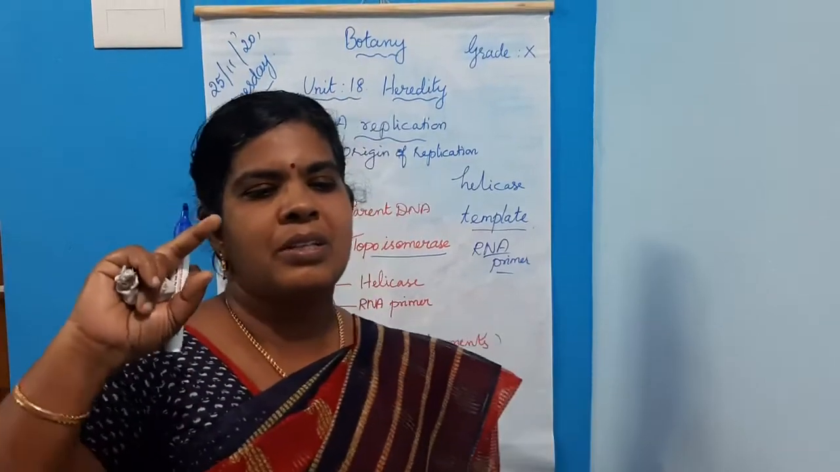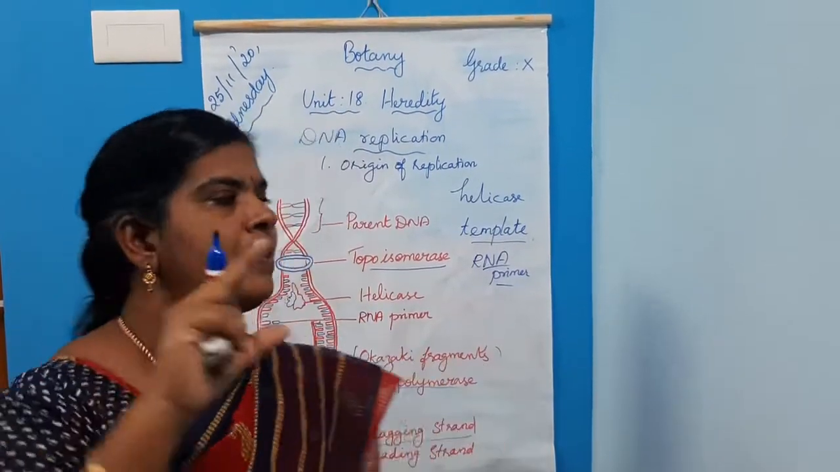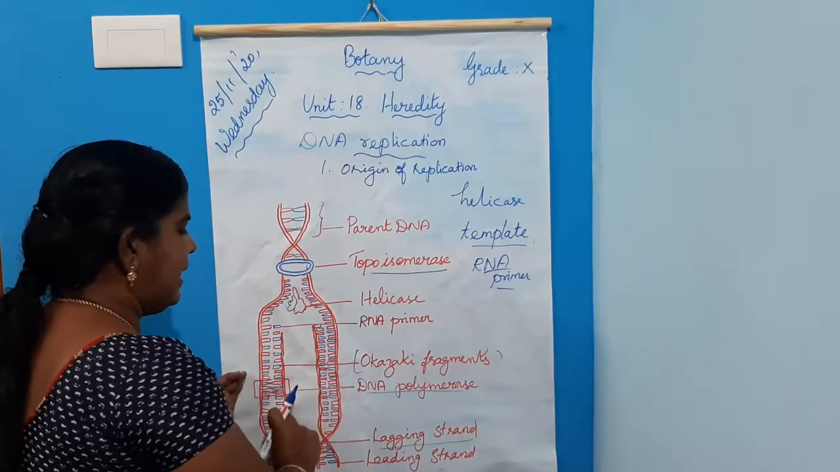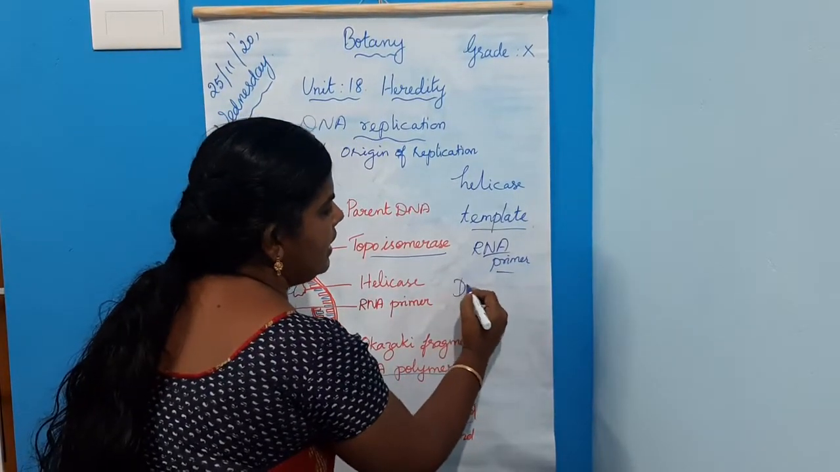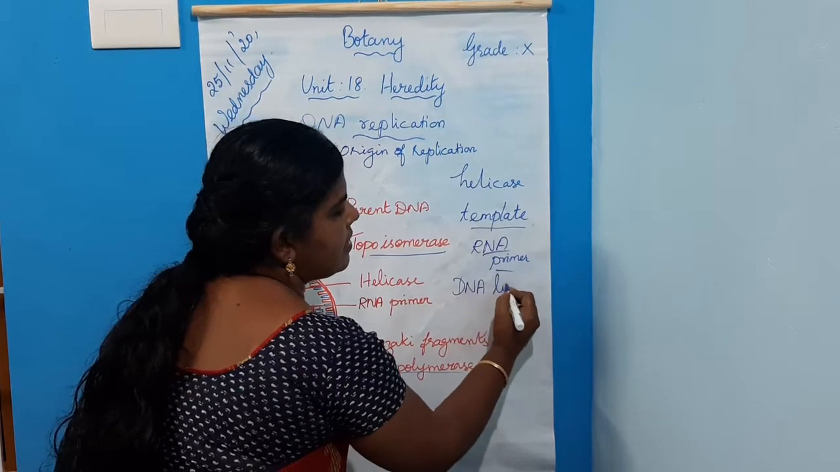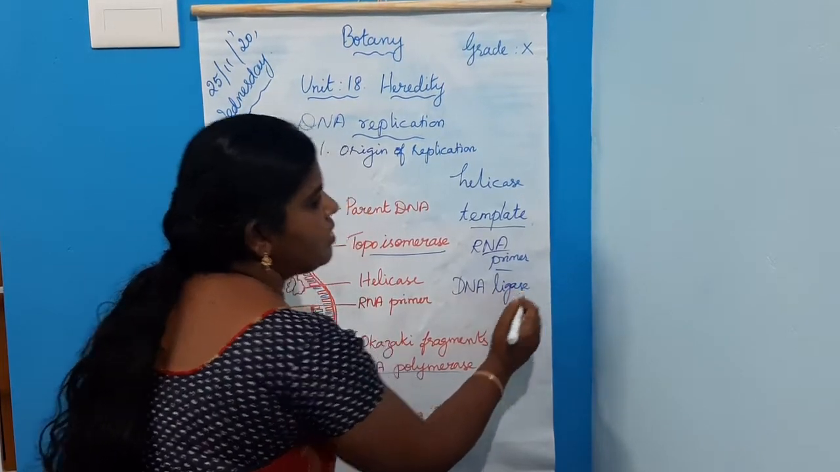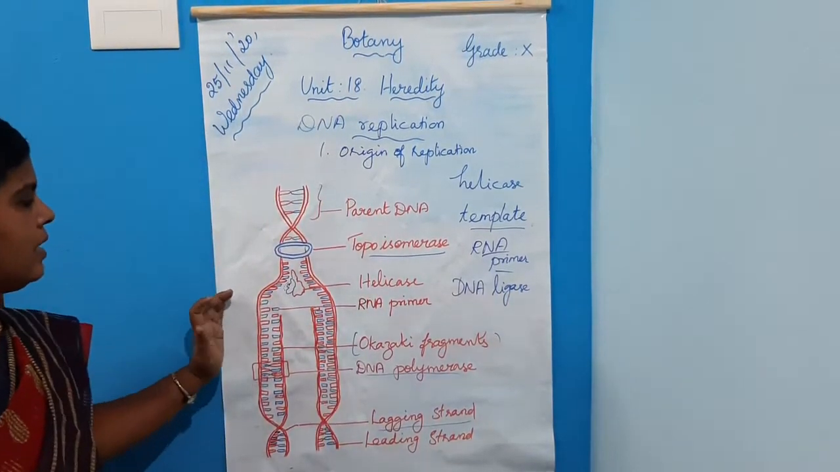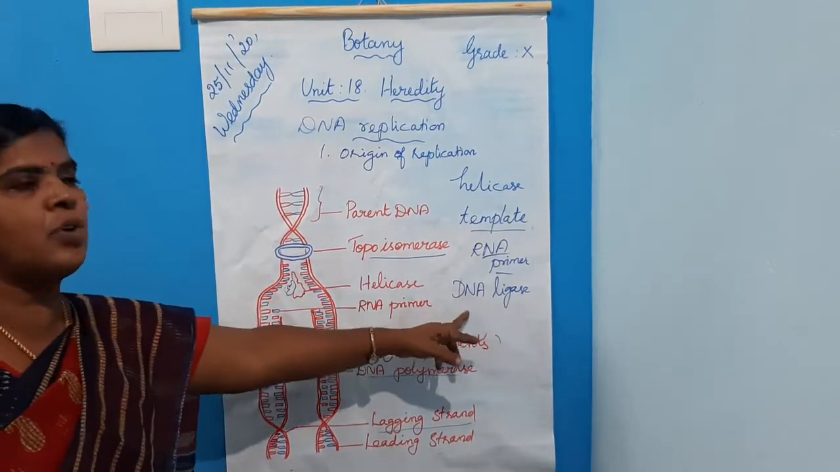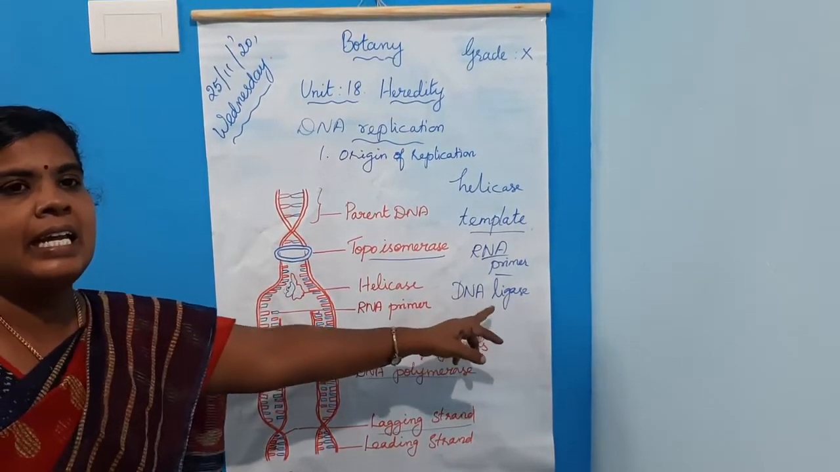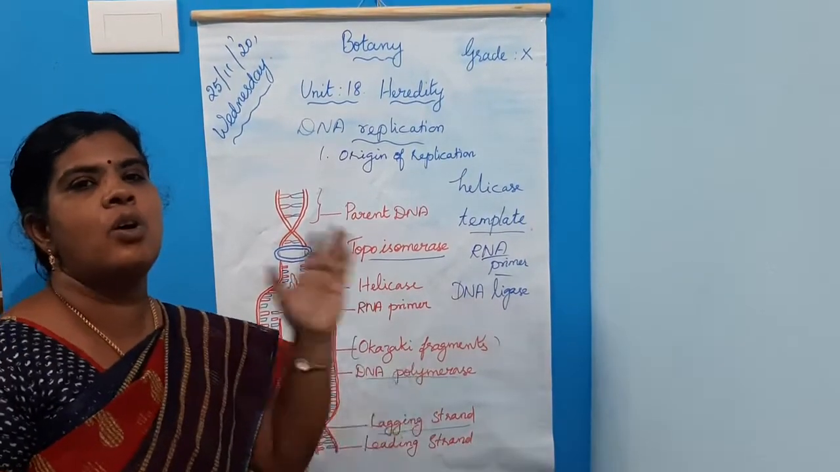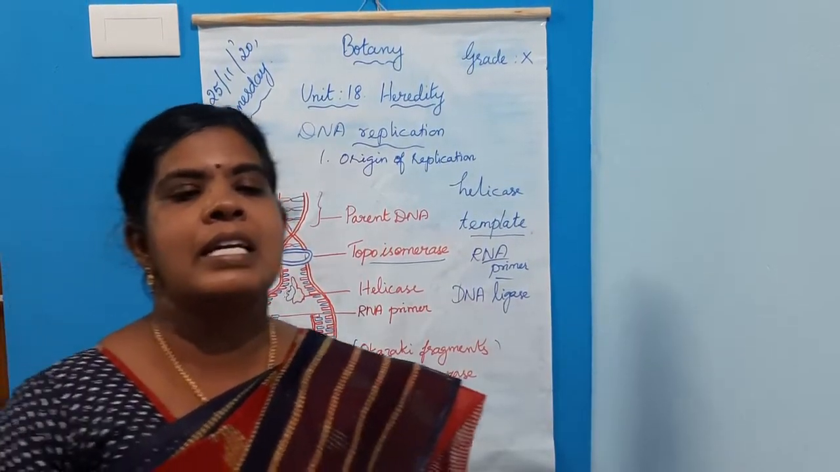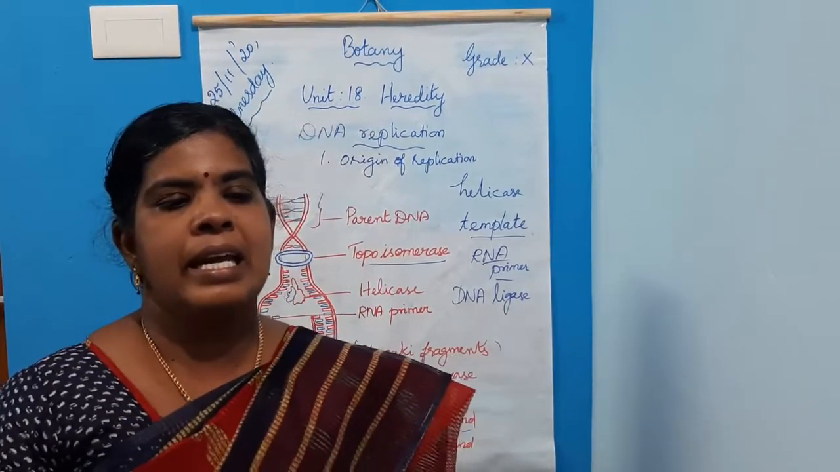The Okazaki fragments are ligated, or joined, by an enzyme called DNA ligase. So the fragments are linked together with the help of the enzyme DNA ligase.